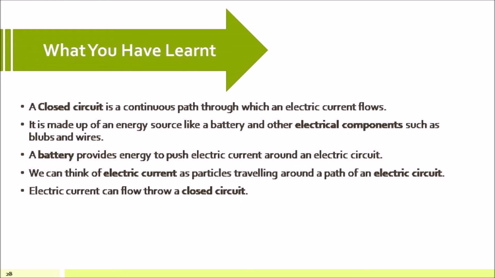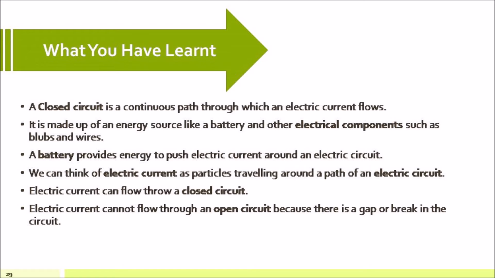And that an electric circuit can either be closed or open. Electric current can flow through a closed circuit, but it cannot flow through an open circuit because it has a gap or a break in it. And finally, the switch, which is used to open or close an electric circuit. It is in control of everything.